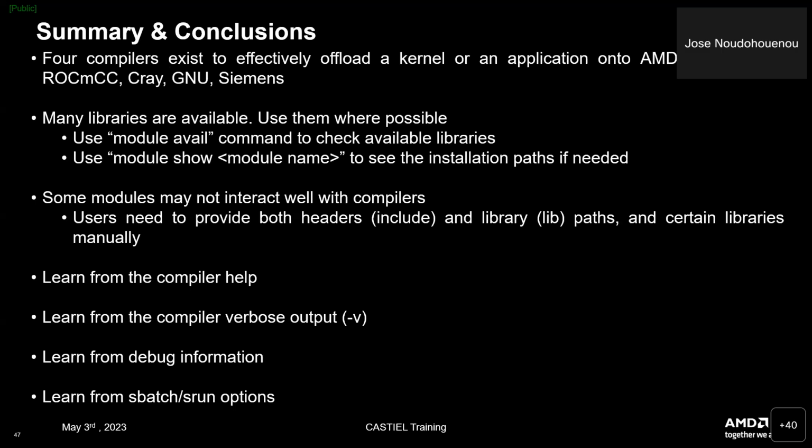In certain situations, some modules may not interact well with compilers. When this happens, you just need to provide both header and library paths and certain libraries manually. But the key point here is that you need to learn from the compiler help. You need to learn from the compiler verbose outputs, learn from the debug information, and learn from the compiler options as well.